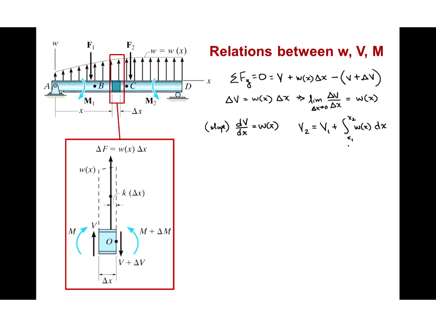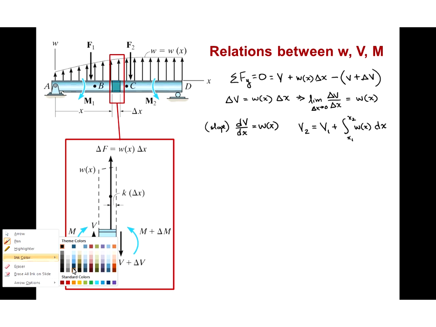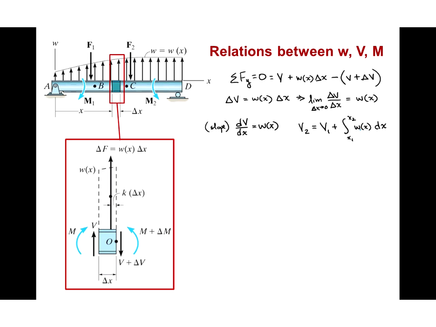And of course, this integral just represents the area of the shear force diagram. So another way of saying that is if we know what the value of the shear force is at some location x1, we can just integrate the loading distribution function and find the area between x1 and x2 and add that on, and it will give us the shear force at the next location at the other end of that segment of the beam.